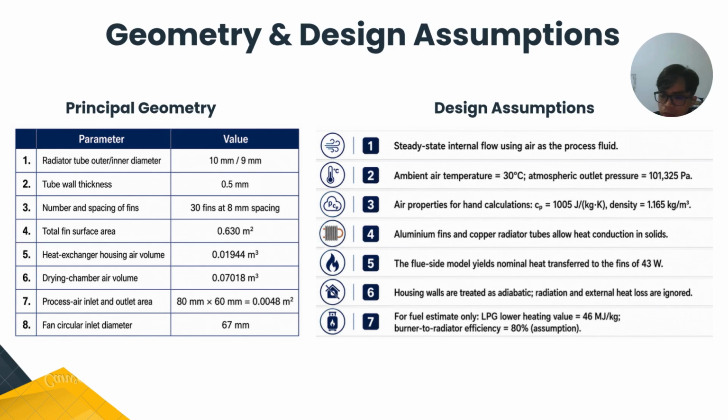The main assumptions were steady state internal flow, ambient air temperature of 30 degrees Celsius, atmospheric outlet pressure of about 101,325 Pascal, and air properties of 1005 joule per kilogram Kelvin specific heat and density of 1.165 kilogram per cubic meter. Meanwhile, the housing walls were treated as adiabatic, so external heat loss and radiation were not included in this prototype simulation. The CFD simulations and analysis will be presented by Darren.